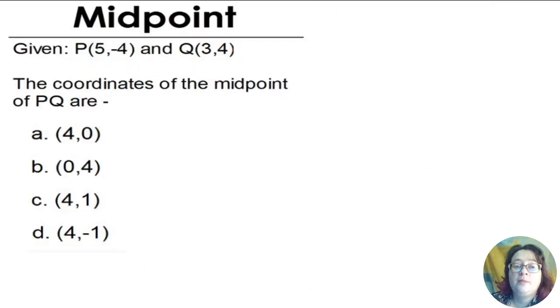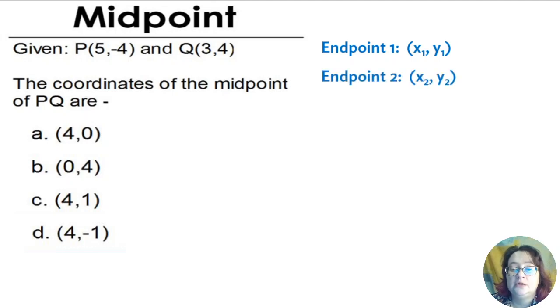There's also a formula for midpoint. So here we have points P and Q. P is (5, -4) and Q is (3, 4). The coordinates of the midpoint of PQ are, and it's multiple choice. To find our midpoint, we take our endpoints. We have endpoint 1 and endpoint 2. Endpoint 1 is P, (5, -4). Endpoint 2 is Q, (3, 4).